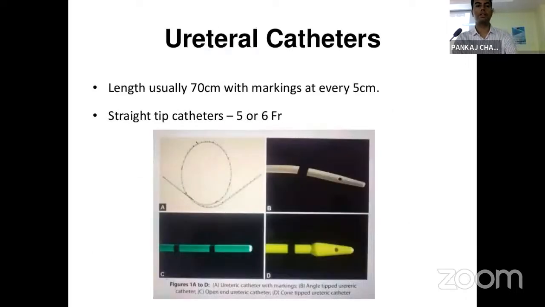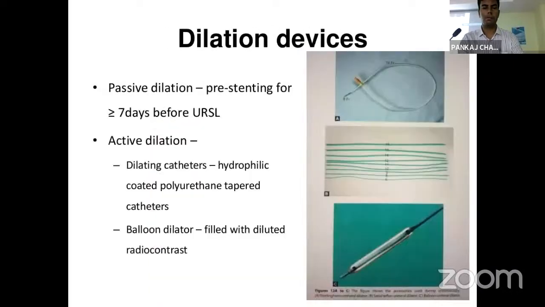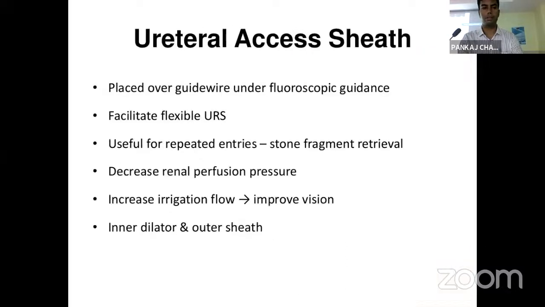Ureteral catheters: length is usually 70 centimeters with marking at every 5 centimeters. Straight tip catheters, 5 or 6 French, are available. Dilatation devices: passive dilatation is pre-stenting for more than 7 days before URSL is done. Active dilatation uses dilating catheters; hydrophilic coated polyurethane tapered catheters are available. Balloon dilators are available, filled with diluted radio contrast.